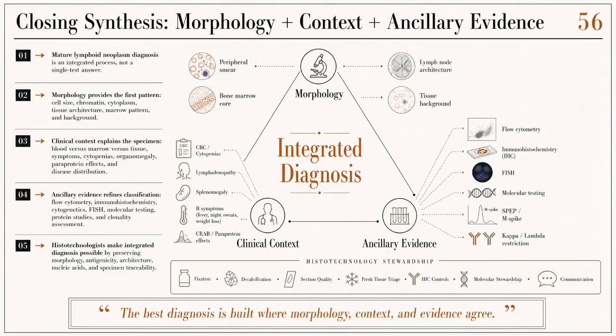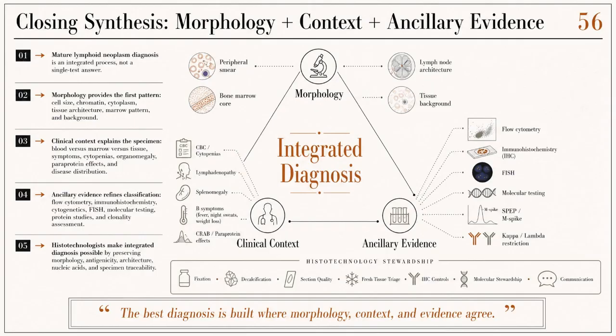Ancillary studies are indispensable for confirming and refining diagnoses. Immunohistochemistry, IHC panels, enable precise immunophenotyping, distinguishing B-cell from T-cell neoplasms and identifying aberrant antigen expression patterns. Flow cytometry complements IHC by providing rapid, quantitative immunophenotypic data from fresh or viable specimens. Molecular and cytogenetic analyses detect characteristic genetic abnormalities such as translocations involving BCL2 or MYC, which carry diagnostic and prognostic significance. These tests often reveal therapeutic targets, guiding personalized treatment strategies.